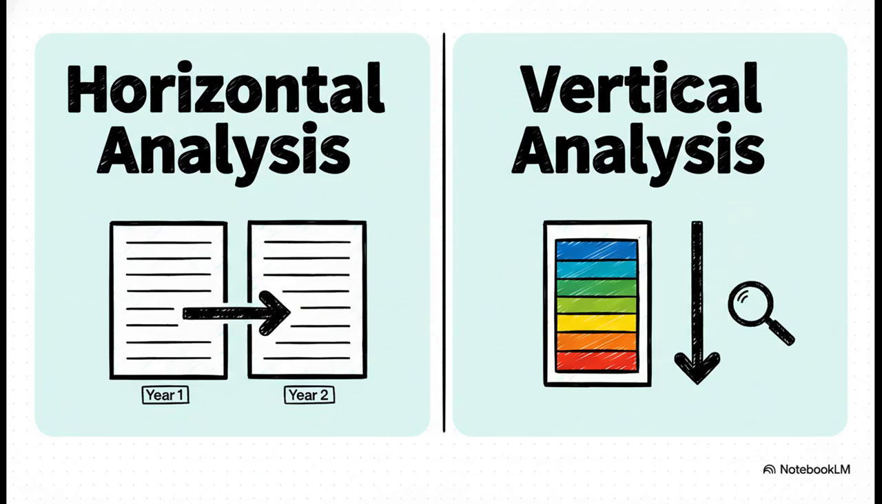Vertical analysis, which you'll also hear called common size analysis, is the opposite. You look down a single column. You take every single line item on the income statement and show it as a percentage of total revenue. This answers a totally different question. What is the relative size of each piece of the pie?